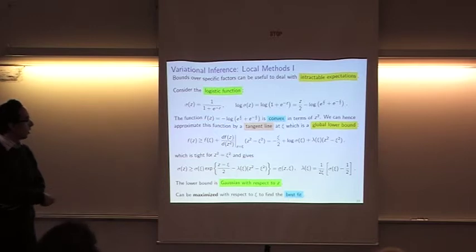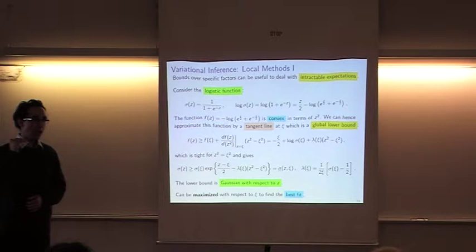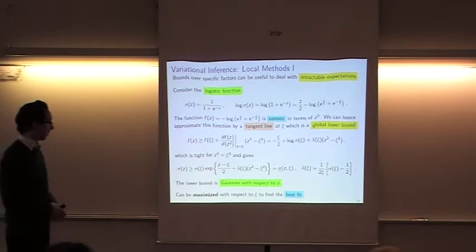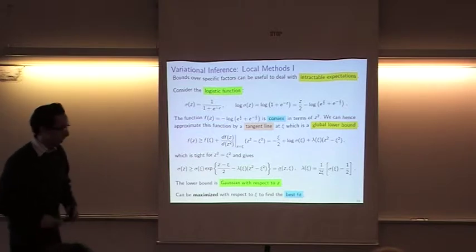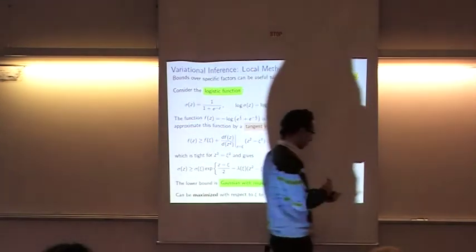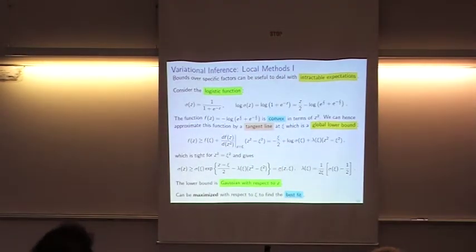To do this, we can use a very simple method: if the function is convex, any tangent line to a convex function is going to give me a lower bound. So if I have a convex function like this, I can pick any point and get the tangent line at that point.